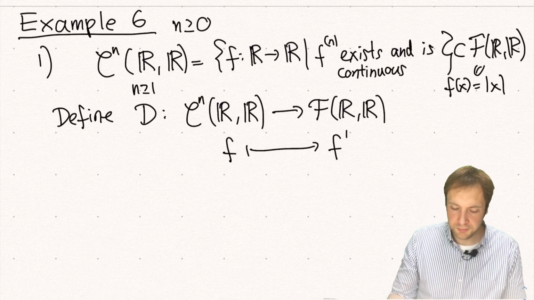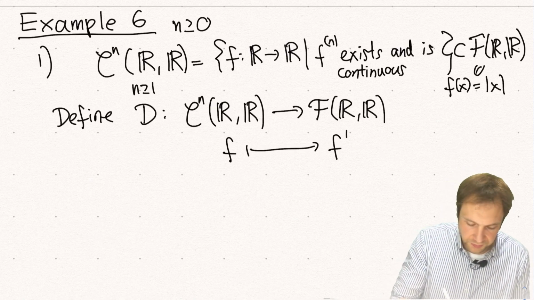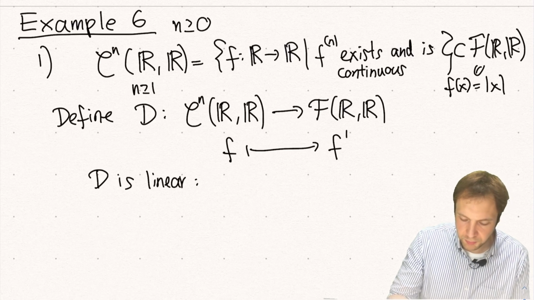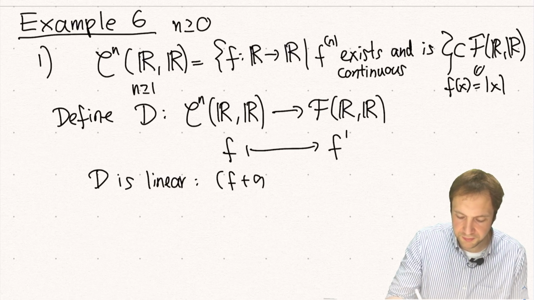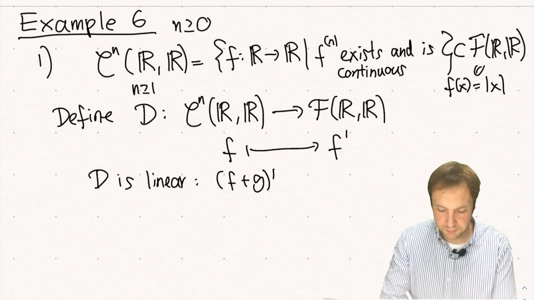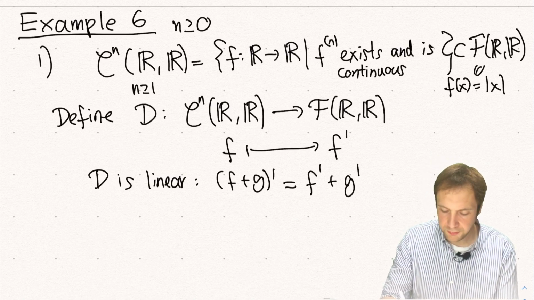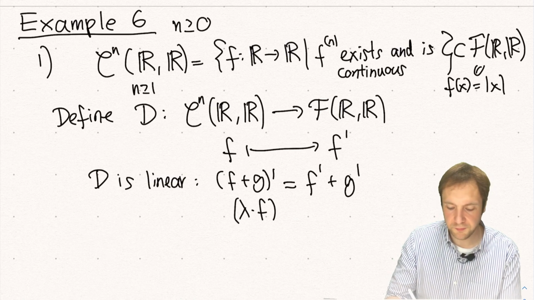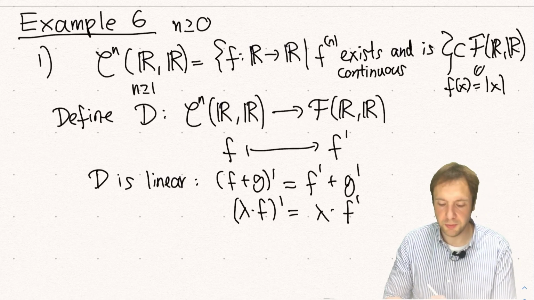So in this case, one can check that this is actually linear. So D is linear, because you learn in calculus that if I take the derivative of a sum, it's just the sum of the derivatives. And also if I multiply some real number with a function and take the derivative, I don't really care about this number.